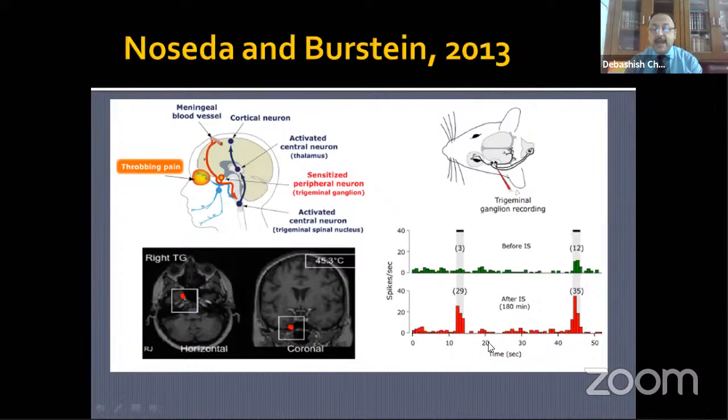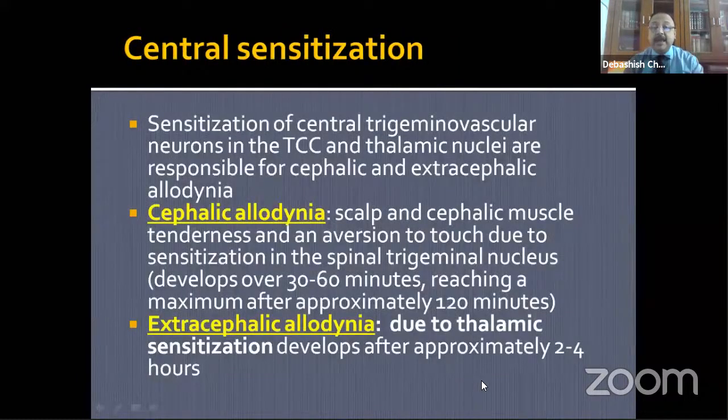And once they are activated, they show these responses. This is before the peripheral sensitization, and this is after. You can see the amplitude and the frequency of the discharges increasing. And this is causing the pulsatile nature of the pain of migraine. A similar thing is also going to happen in the central structures, and that is called central sensitization.